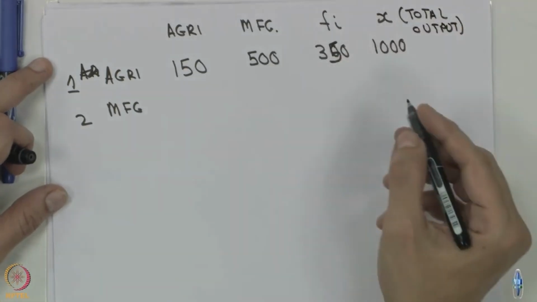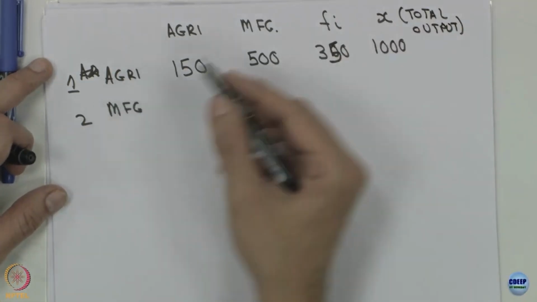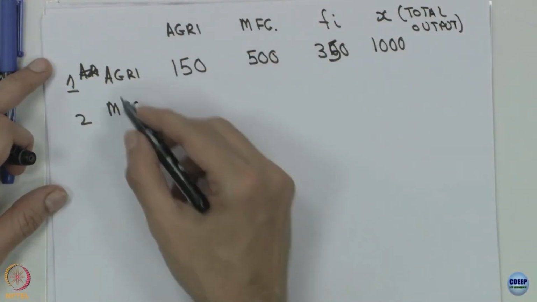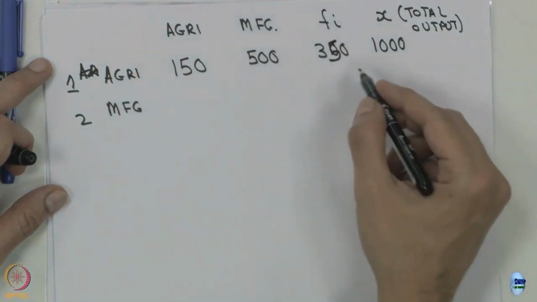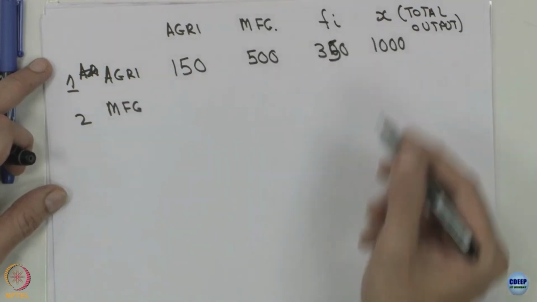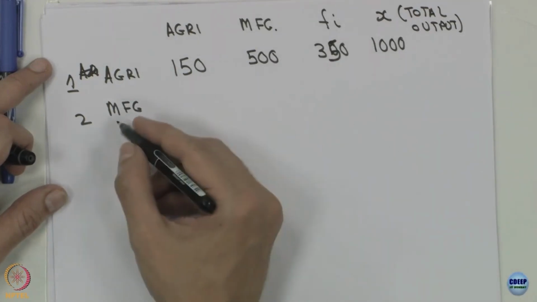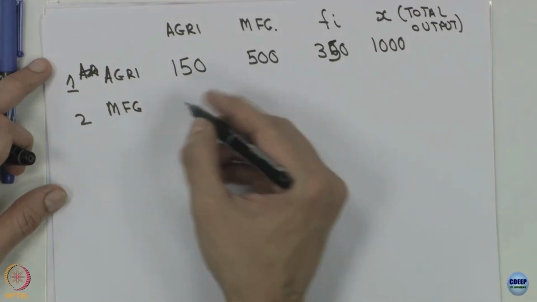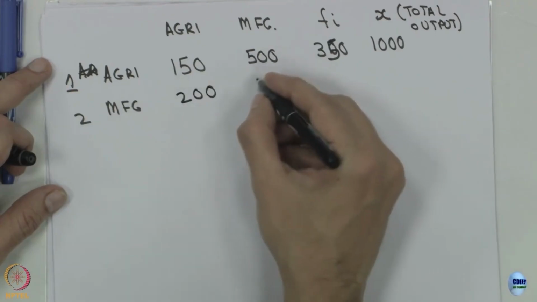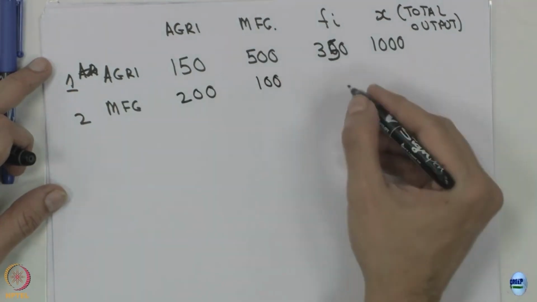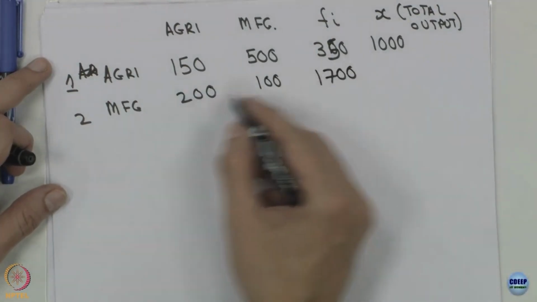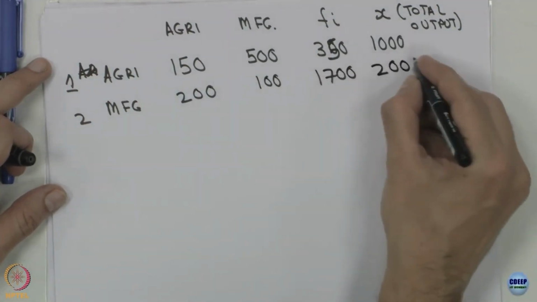This is the transaction which we have noticed. That means from agriculture, of the output of agriculture, 150 million rupees is being used in agriculture, 500 million rupees is used in manufacturing, and 350 is the final demand. So the total output of agriculture is 1000 million rupees. In the case of manufacturing, 200 is going here and 100 going to the manufacturing sector. The final demand for all the manufacturing products is 1700. So if you add this up, this comes out to be 2000.